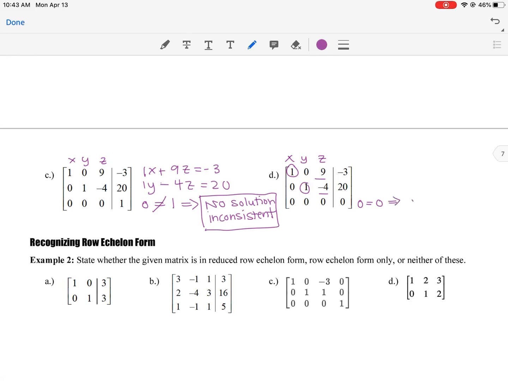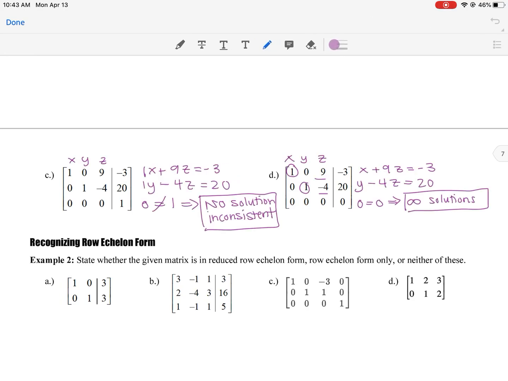Notice we got a similar thing. We've got this 1, we got the 1, but then we also have these numbers here. So let's look at this bottom row. This bottom row says 0 equals 0. When you get something like that in a system, that really means that there's infinite solutions. So this first equation says x plus 9z equals -3, and y minus 4z equals 20.